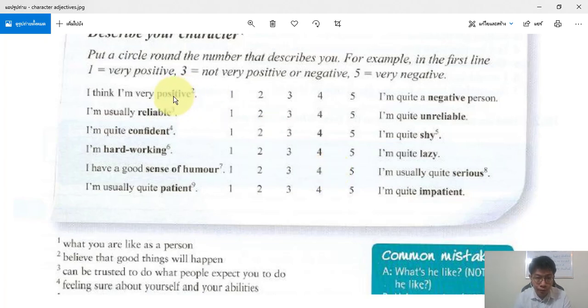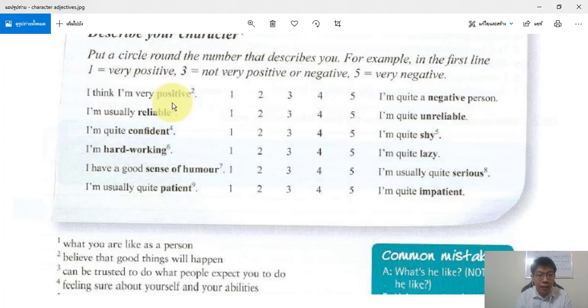We have positive. Okay, positive is the opposite of negative. Positive refers to a good intention, and negative is not a good intention. A positive person means you always think of something good in the future. And a negative person, like you always think everything around you is bad, or everything is boring, in a negative way.